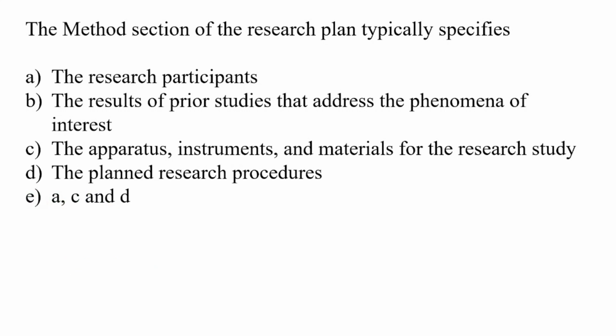So next question: the method section of the research plan typically specifies the research participants, the results of prior studies that address the phenomena of interest, the apparatus, instruments and materials for the research study, and the planned research procedures. Anyone?